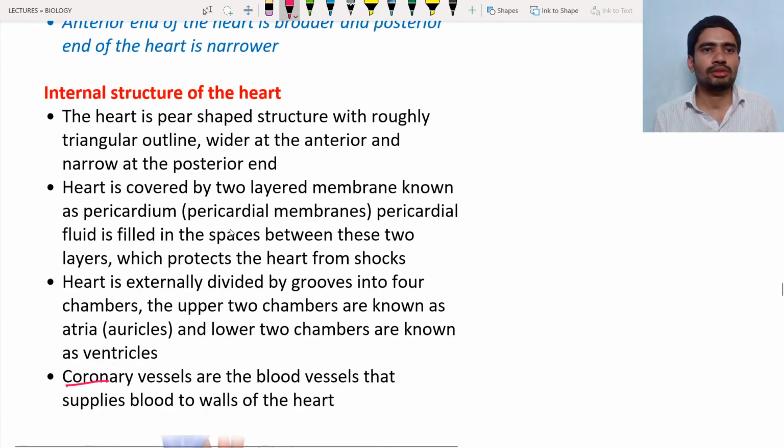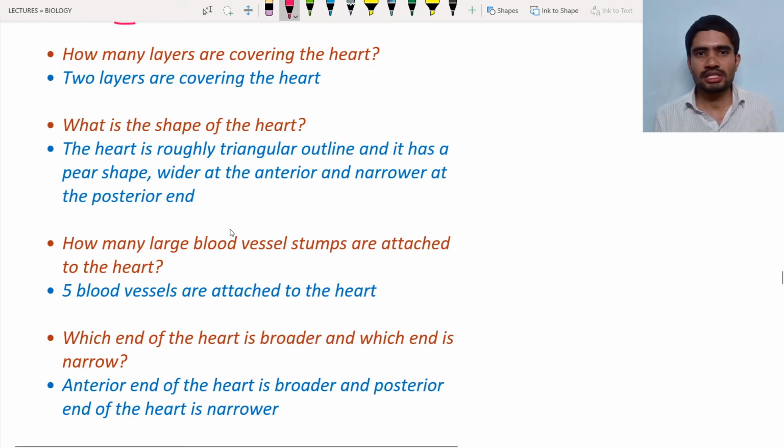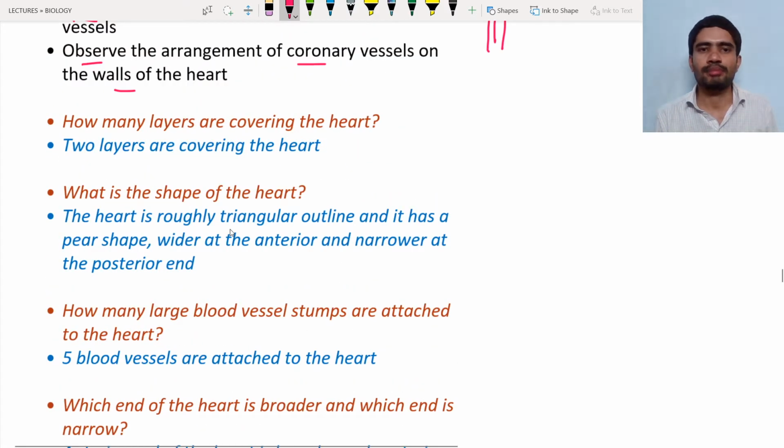Next, there are a few questions that you have to answer based upon your observation. The first question is, how many layers are covering the heart? There are two layers covering the heart. They are known as pericardial membranes. Next, what is the shape of the heart? The heart is pear shaped, roughly triangular in outline, wider at the anterior and narrower at the posterior. We will discuss everything after a moment.